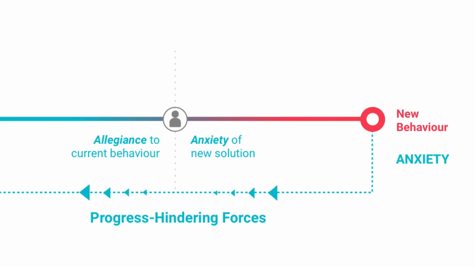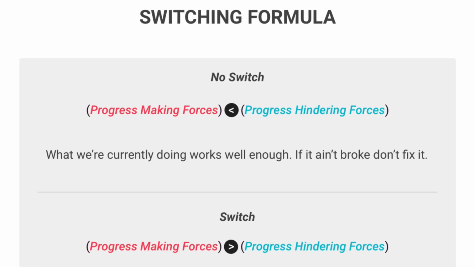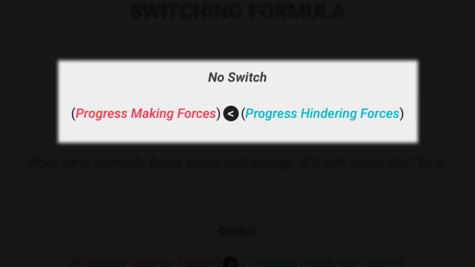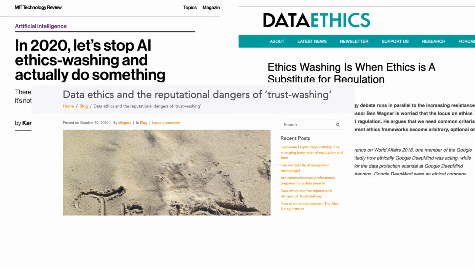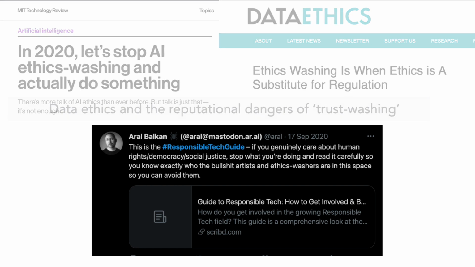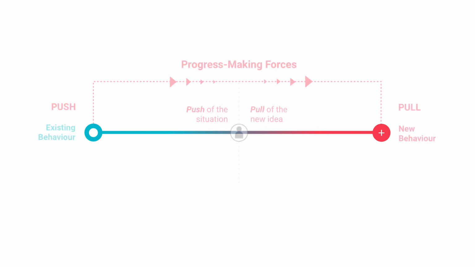Speaking frankly, we really could go on for days about progress hindering forces. As of right now, across the board, they far outweigh the progress making forces. And this is probably why many observers, speculators, and activists are calling out the market for ethics washing. But what about the good stuff? What about the stuff that we can tap into as an accelerant of progress towards more operational approaches? Let's talk about that. Starting with the push.